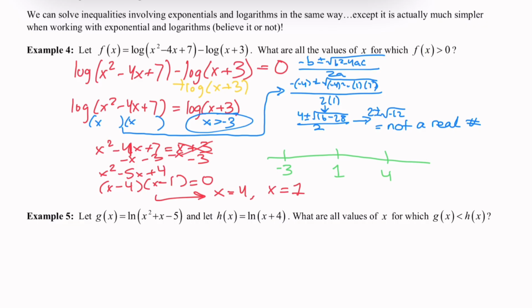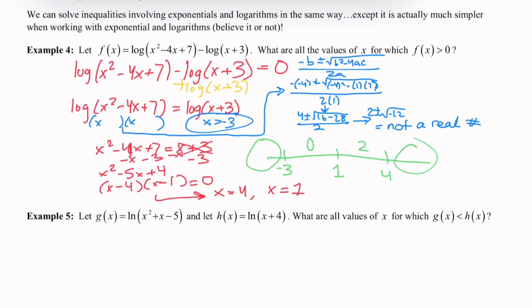So if you remember back in like, I think it was unit 1, we use this number line to figure out the negatives and positives. So we're looking for greater than 0. So that means we're looking for the sections that have a positive. And so we can choose any number between negative 3 and 1. So I'm going to go with 0 because that's the easiest. And between 1 and 4, I'm going to do 2.